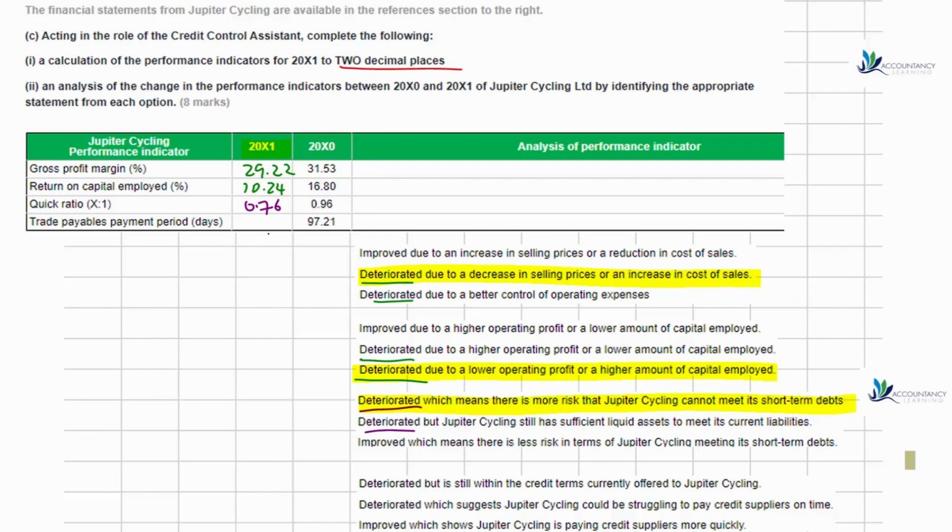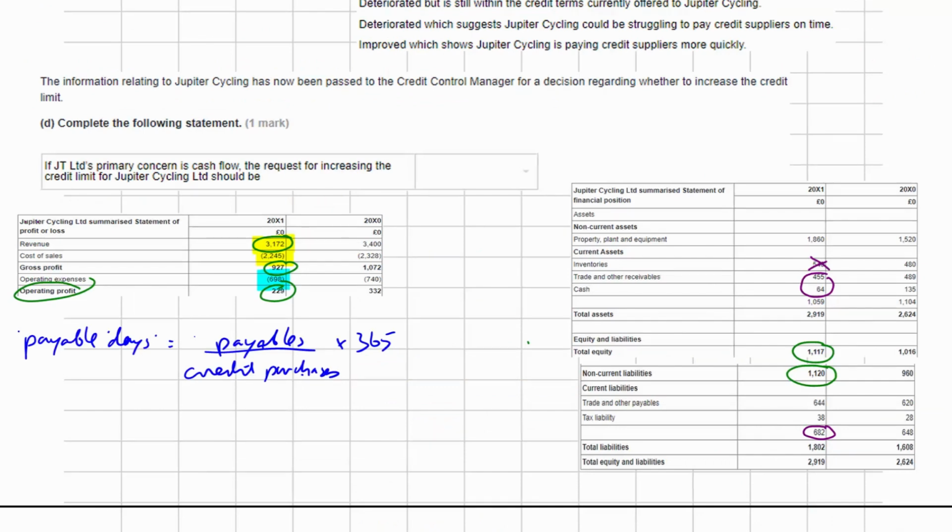And finally, we need to deal with our trade payable days. Payable days is calculated by taking our payables figure and dividing by our credit purchases figure. But we're not given that in this question, so it's normal that we would replace that with our cost of sales. So we have our payables figure of 644, and we divide by our cost of sales of 2245, and then multiply by 365. So that gives us 104.70 days. So yeah, it's quite a long time before we pay our suppliers.